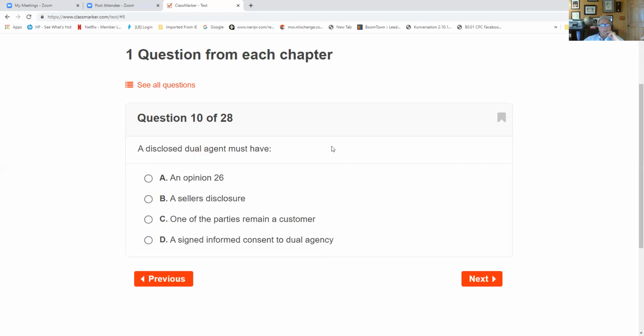Chapter 10, the chapter on agency. If you are going to be a disclosed dual agent, which means both the buyer and the seller are your clients, you must have an informed consent to dual agency signed by both parties.